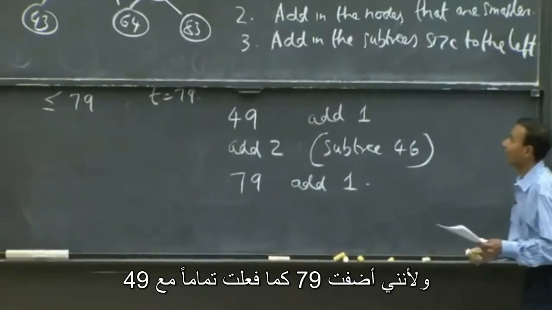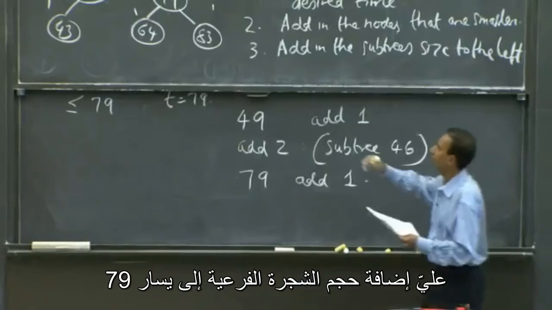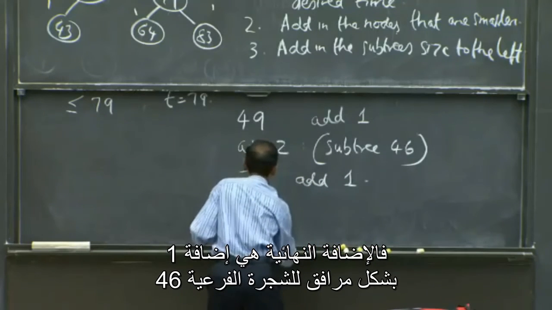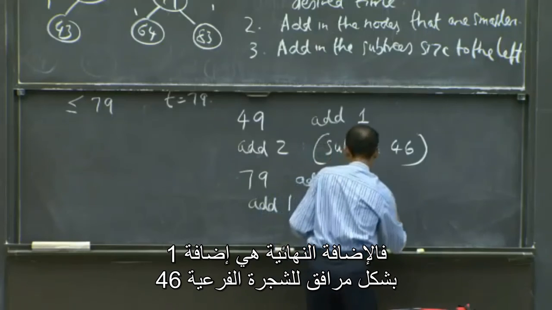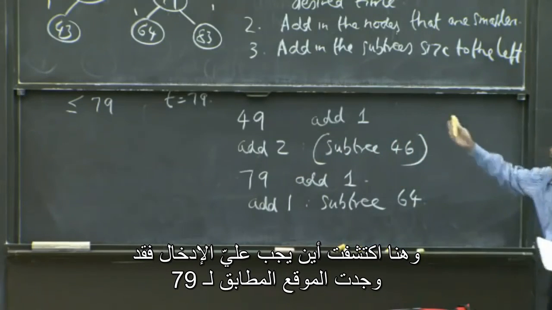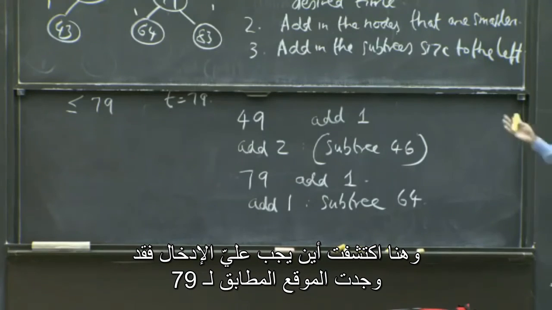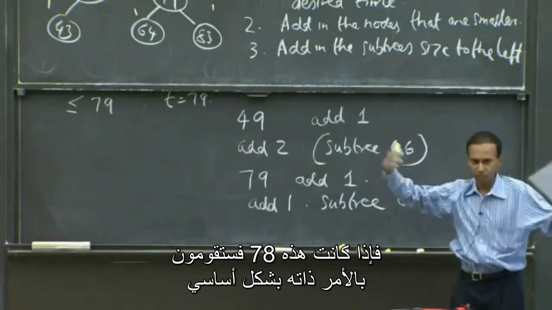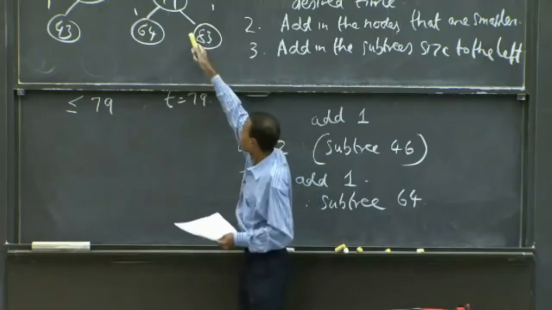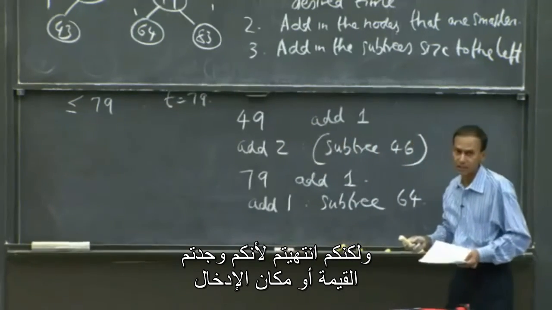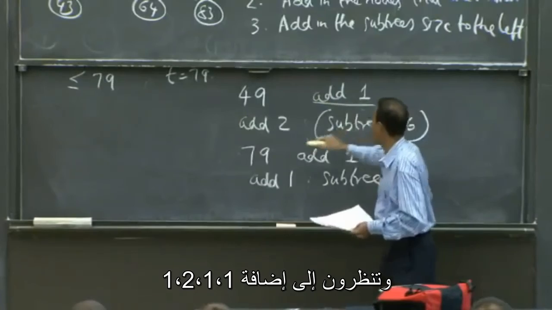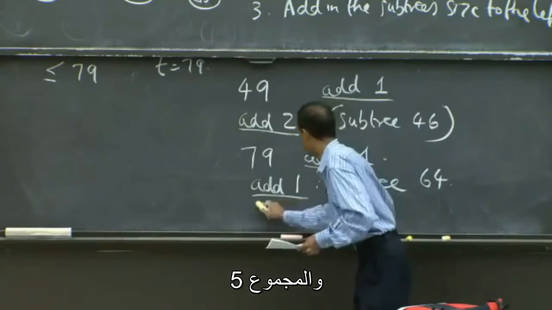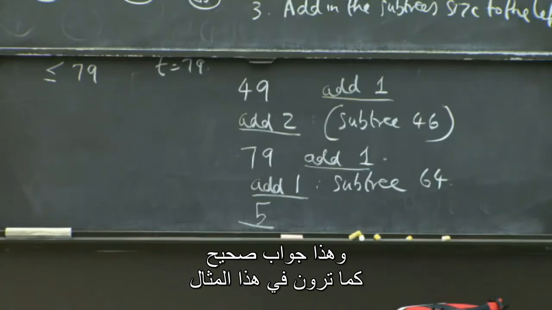All right? And because I've added 79, just like I did with 49, I have to add the subtree size to the left of 79. Okay? So the final addition is I add 1 corresponding to the subtree 64. All right? And at this point, I've discovered where I have to insert. I've essentially found the location. It matches 79, and there was no modification required in this algorithm. So if that was 78, you'd essentially do the same things. But you're done because you found the place that you want to insert, and you've done a bunch of additions: add 1, add 2, add 1, add 1, and you have 5. Okay? And that's the correct answer, as you can see from this example.